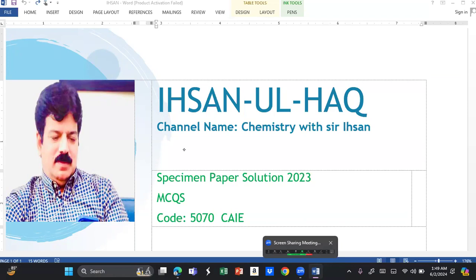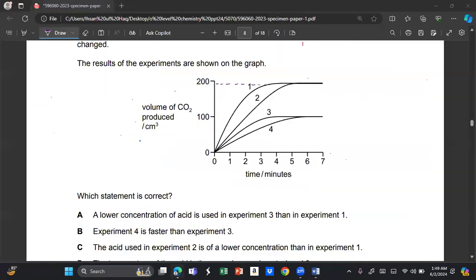Let's start solving the remaining MCQs of Specimen Paper 2023, 5070. Let's start with it. This is question number 20.